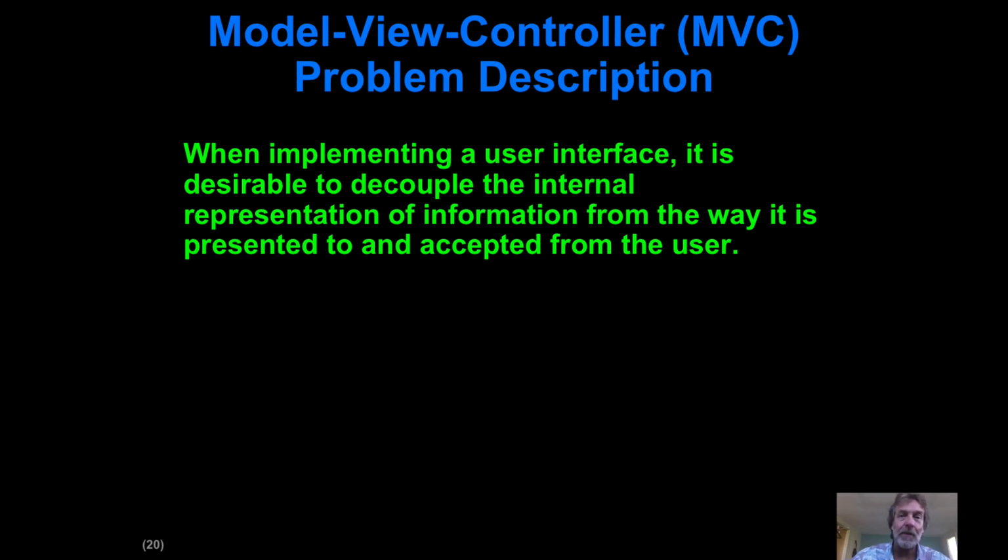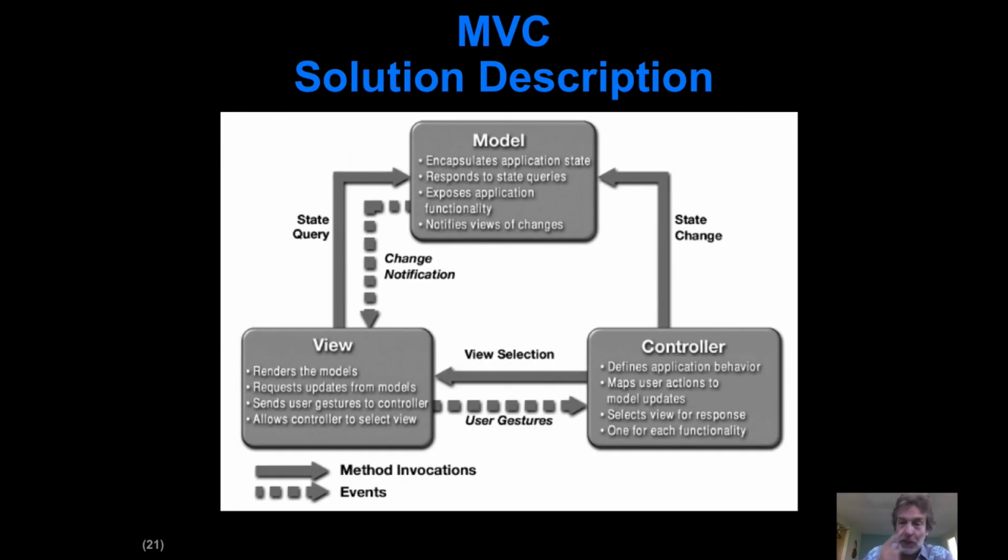So that in Java that might be Swing for a native desktop app, or on the web it would be like your HTML and CSS and so forth. And then mediating between what actually ends up being presented to the user and what's actually stored in the database is this third component called the controller. Okay, so here's what this looks like. You've got basically three components.